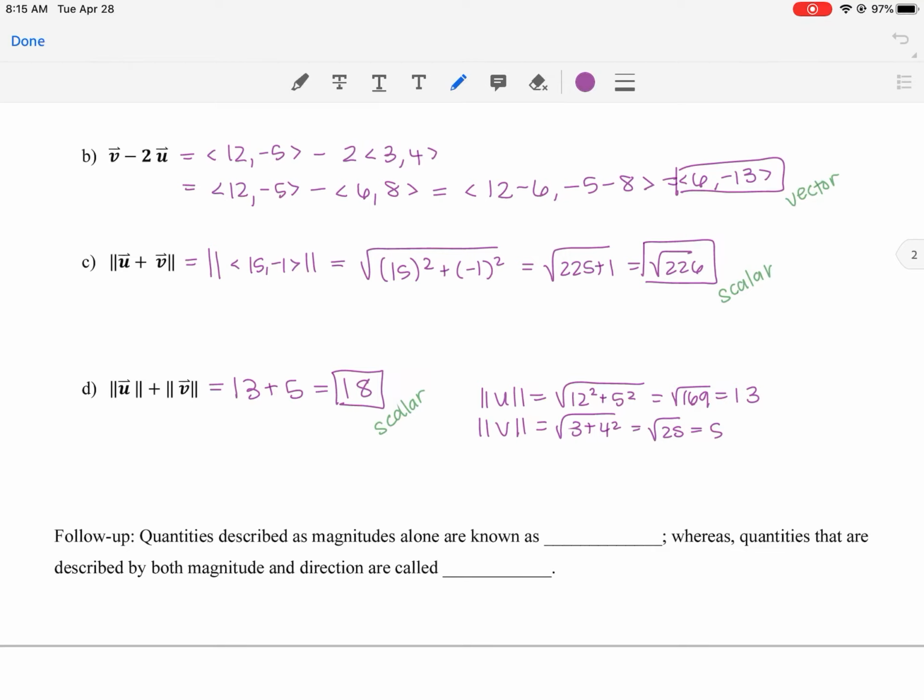Okay, quantities described by magnitude alone are known as scalars, whereas quantities that are described both by magnitude and direction are called vectors. So from a vector, you can always find the magnitude, but it's got to have direction as well.